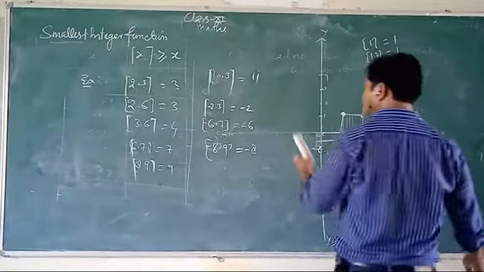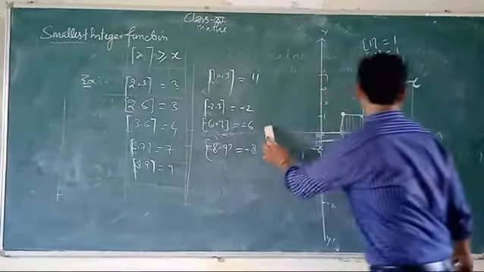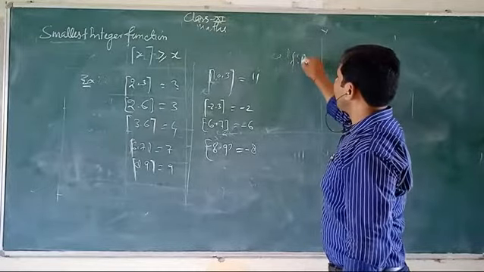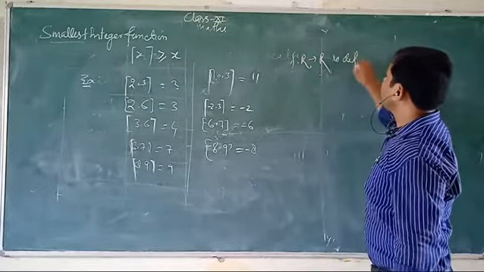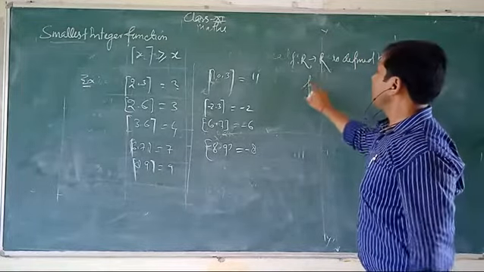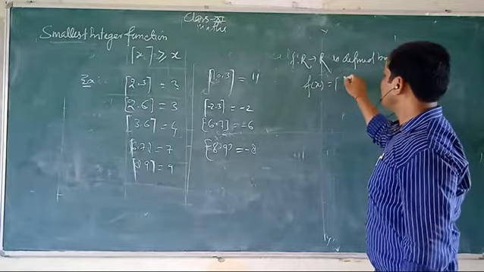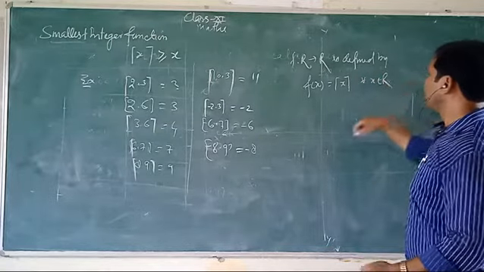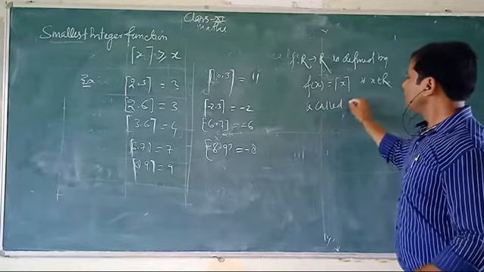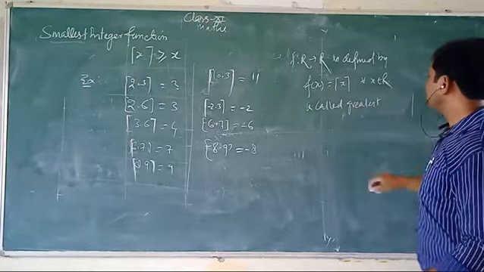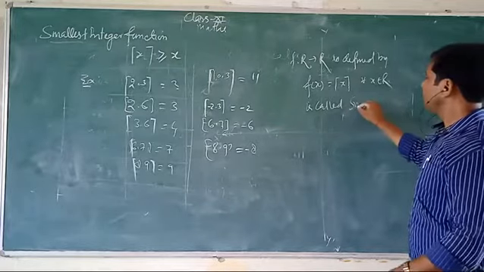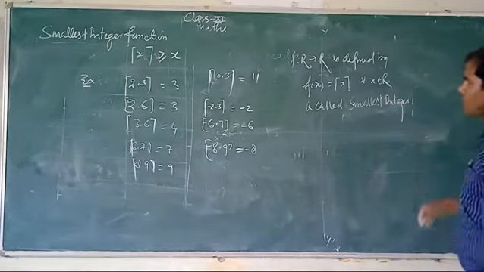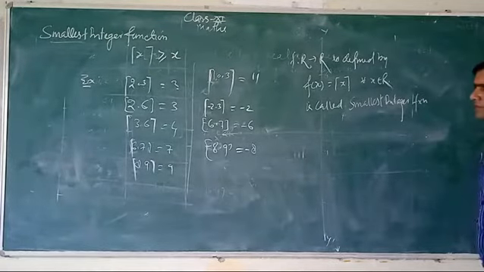Now the function from R to R defined by f of x is equal to this, for all x belonging to R, is called the smallest integer function.